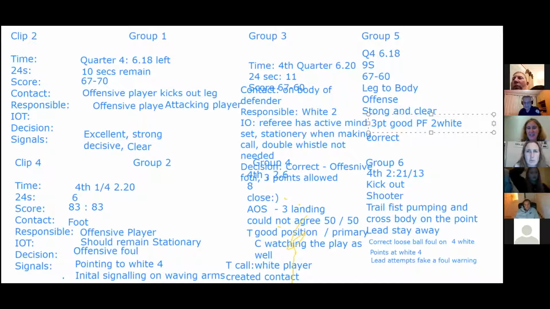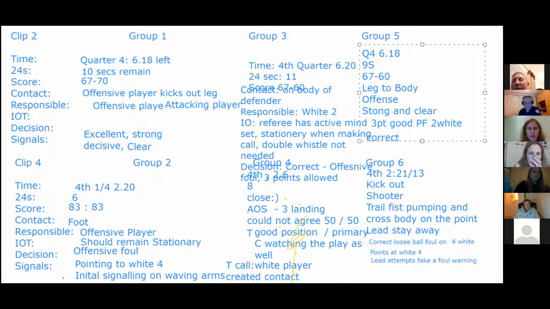And okay, IOT is strong and clear. Active mindset, stationary, making the call. Double whistle not needed. Yes. Excellent, strong. Okay, I believe you all agree. Leg to body, this is by opening the legs.